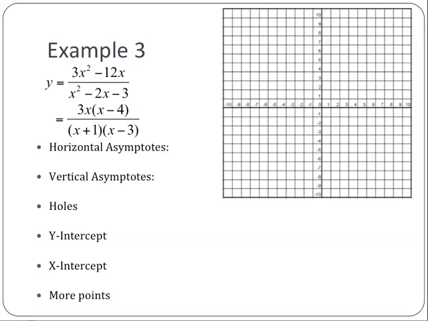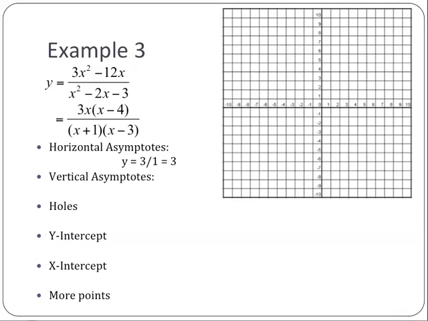Let's start with the horizontal asymptote. So comparing the degree of the numerator and the denominator, they are the same. So the asymptote is going to be the quotient of the leading coefficients, so that's 3 over 1, which is equal to 3.